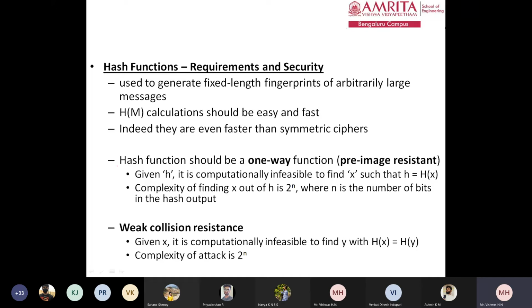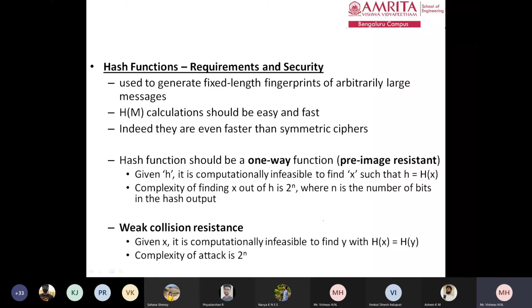Hash function should be a one-way function, pre-image resistant. That means you cannot send it back. One way. Given H, it is computationally infeasible to find X such that H is equal to H of X. Is that clear? If we give you a hash code without a message, from the hash code you will not be in a position to determine the message.